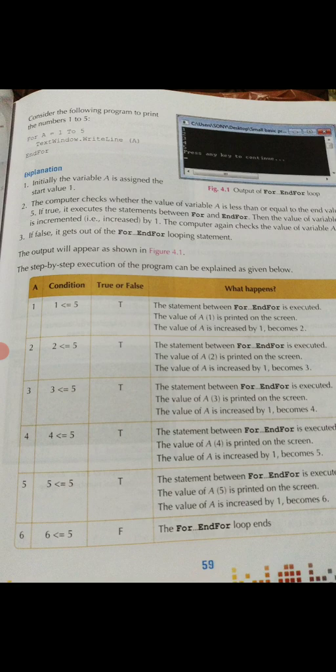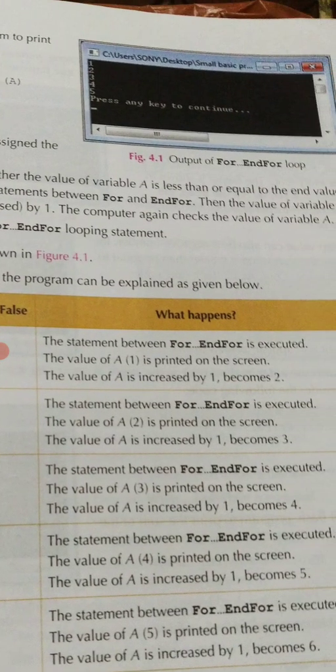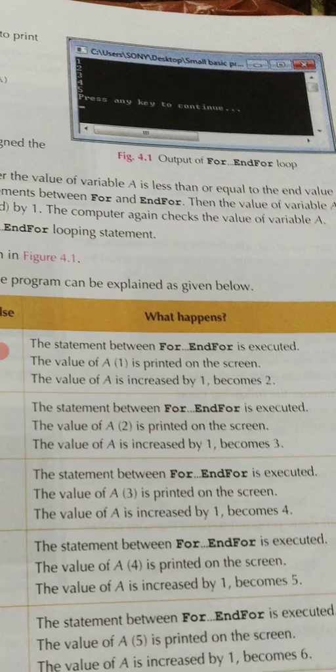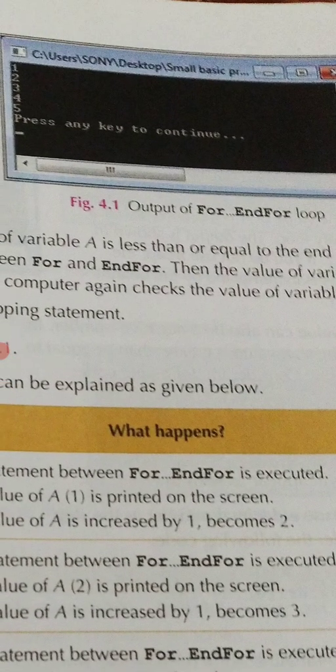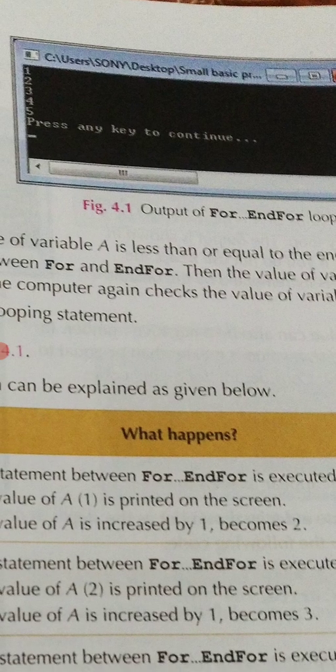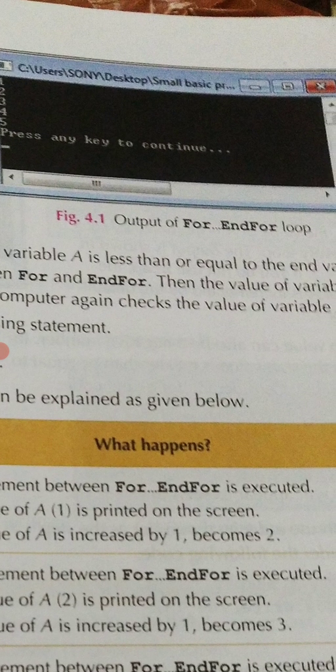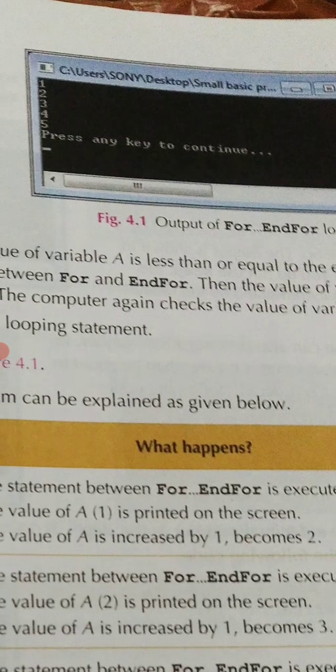Then the program that you have created to print numbers from 1 to 5, and you have typed for A is equal to 1 to 5, then TextWindow.WriteLine A and next. This is the working of the program, and you will get the output in figure 4.1. This is the output, okay. Look at figure 4.1. In figure 4.1, this is the output of your for loop.